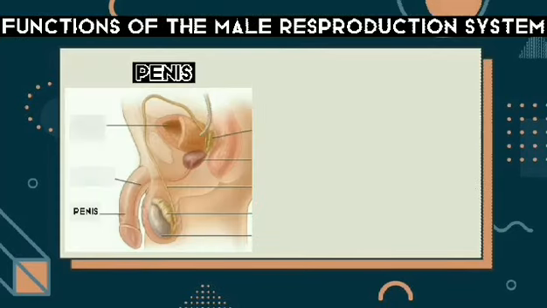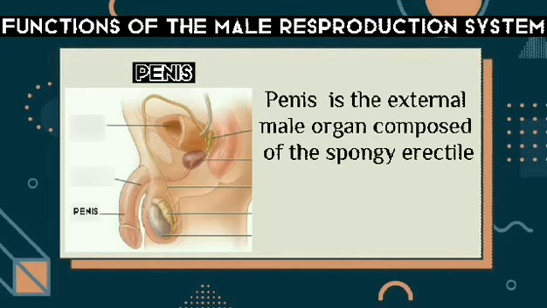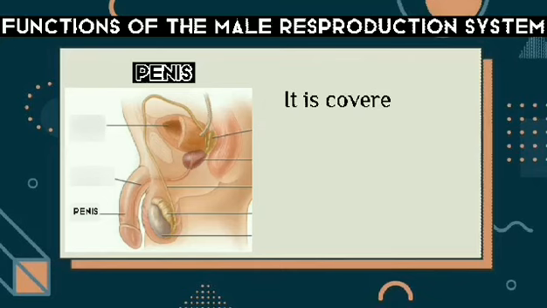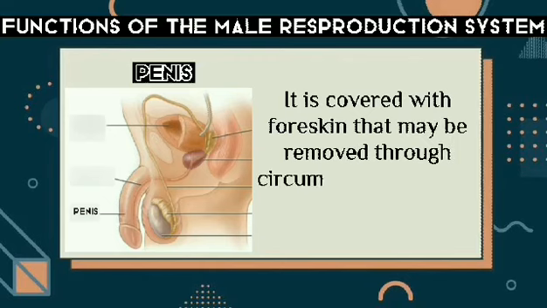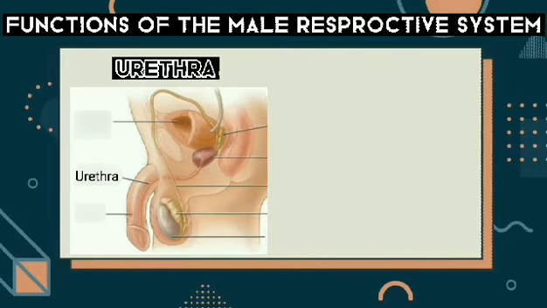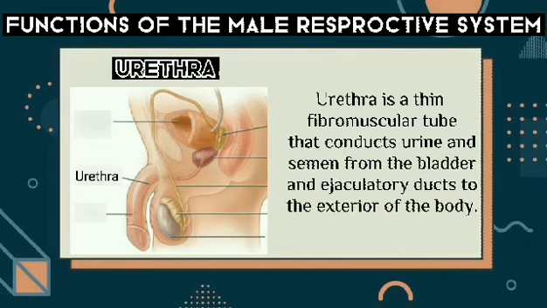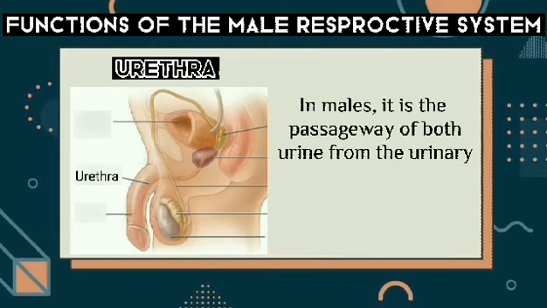Penis. The penis is the external male organ composed of spongy erectile tissues with a tip called the glans. It is covered with foreskin that may be removed through circumcision. It deposits sperm into the vagina. Urethra. The urethra is a thin fibromuscular tube that conducts urine and semen from the bladder and ejaculatory ducts to the exterior of the body. In males, it is the passageway of both urine from the urinary bladder and semen from the glands.